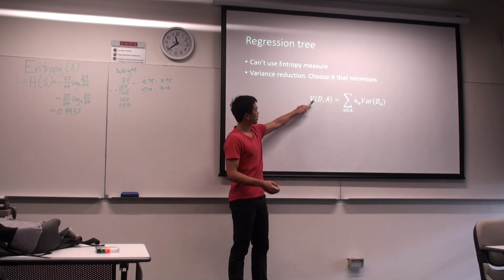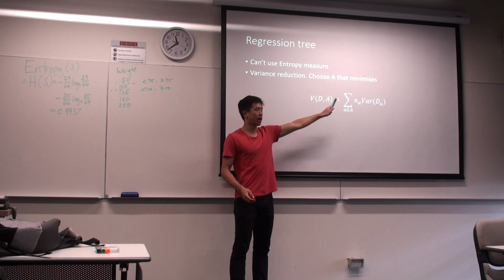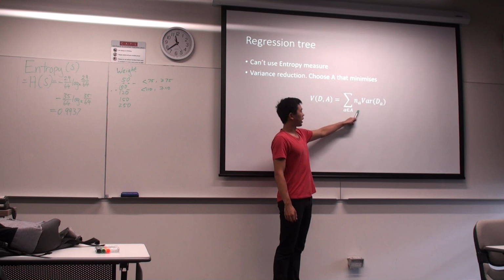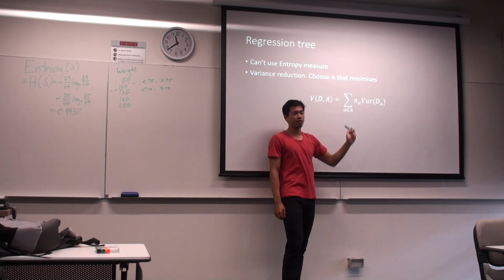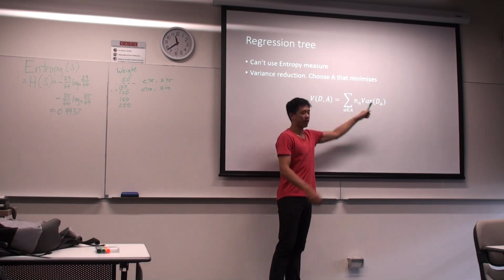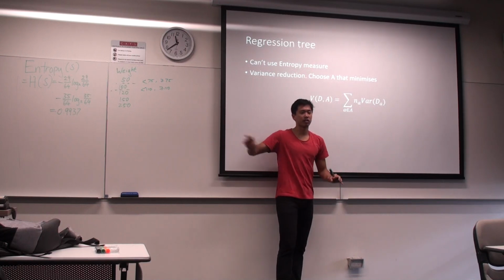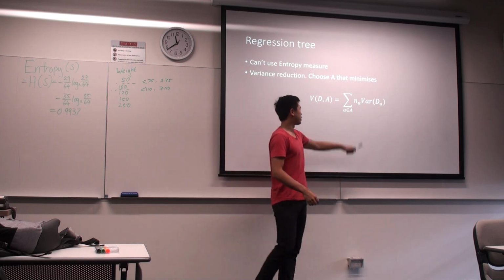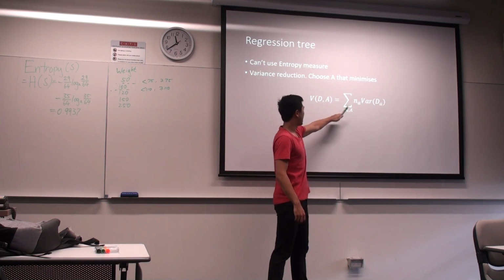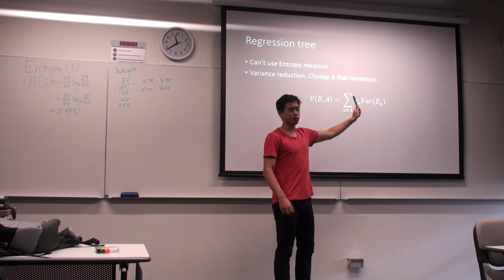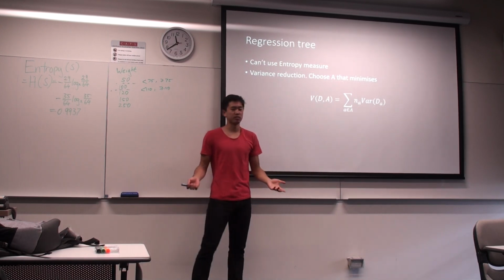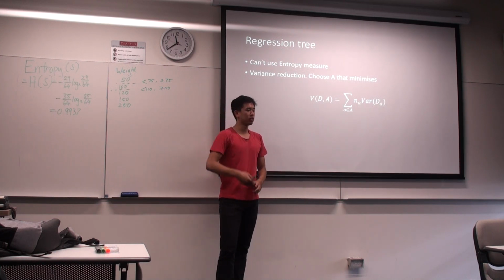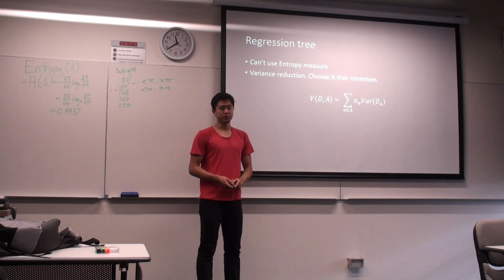So the variance of the data after we split on variable A, well, that's just going to equal the weighted sum or the weighted average of the variance of each subcategory for each category of A. And it doesn't really matter if it's n or n divided by capital N, because we just want to minimize it, and a constant is not going to affect the order of the variance reduction.